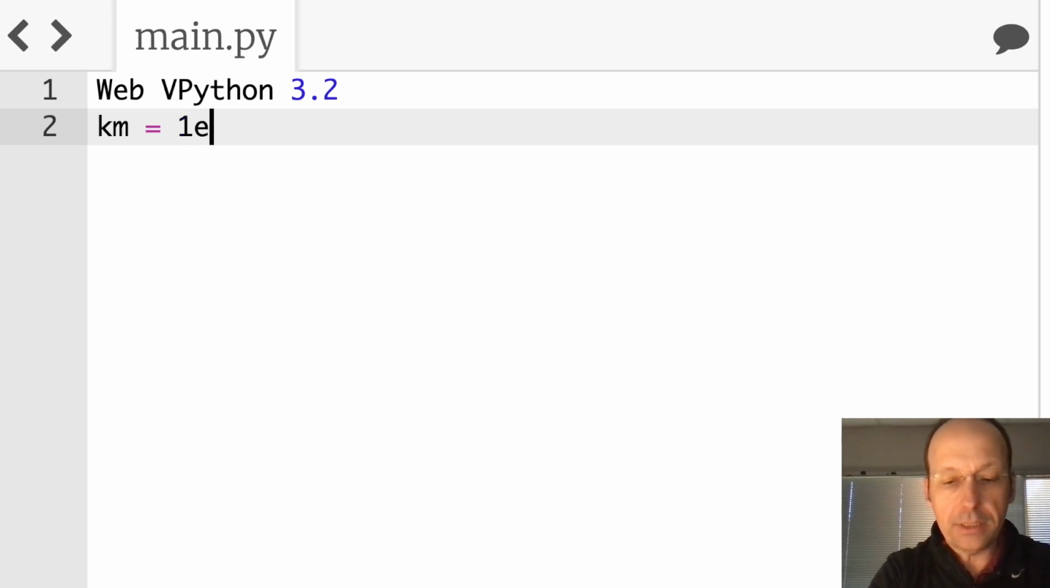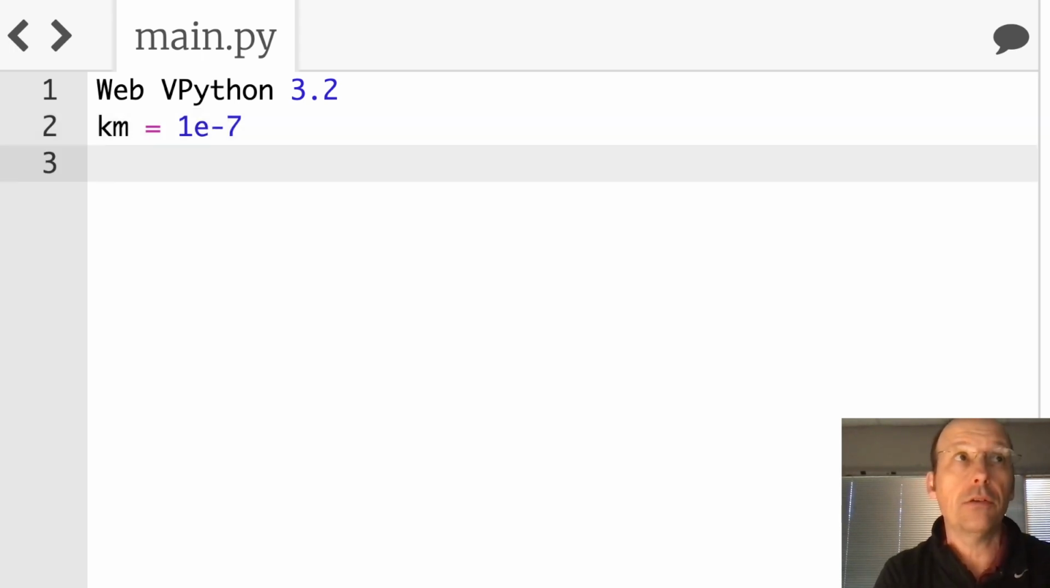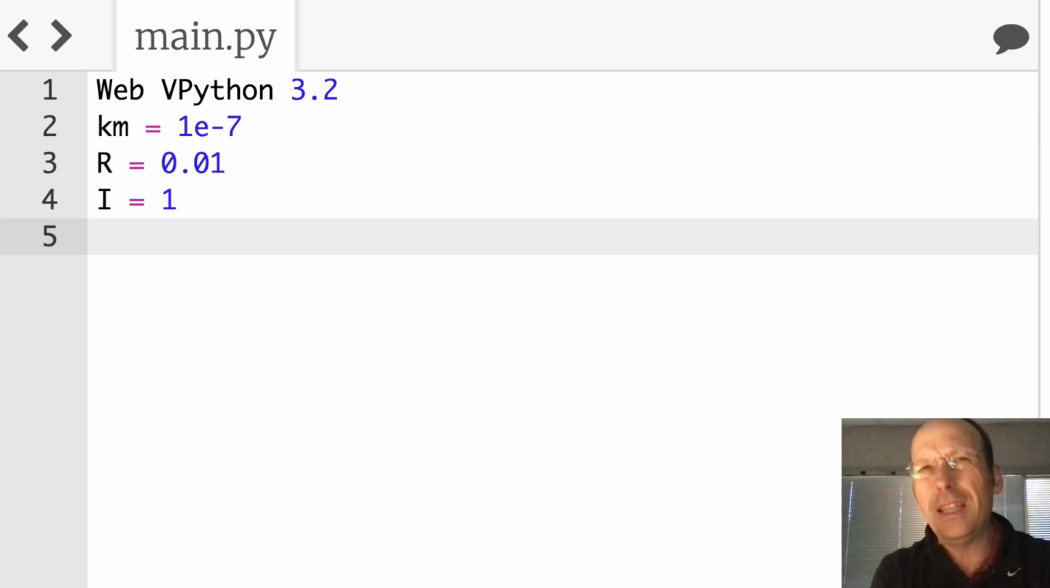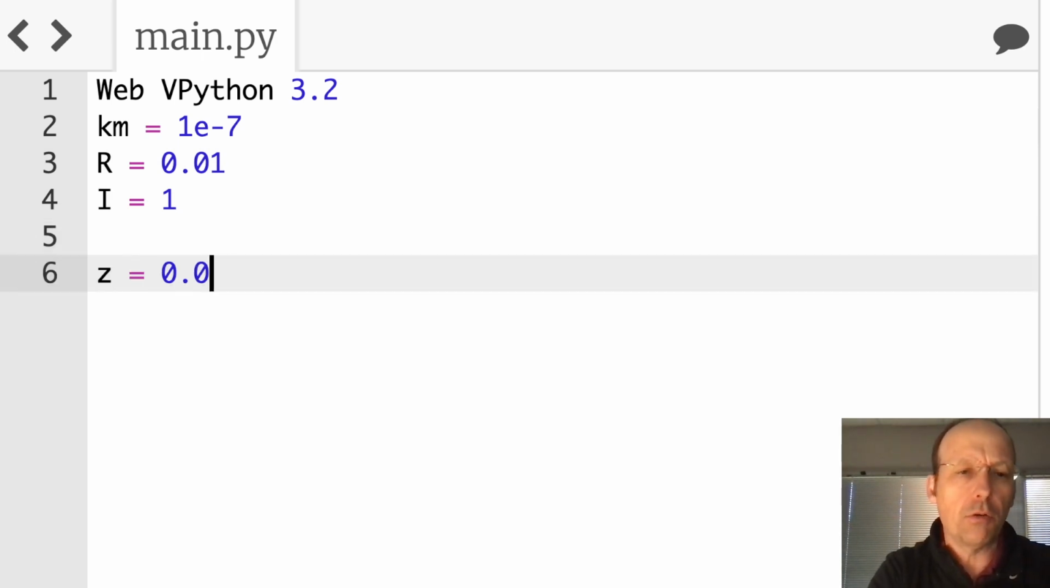Km is 1 times 10 to the negative 7th. That's just our constant value. The radius of the circle, let's go with, it doesn't really matter, 0.01, and then the current of 1 amp. And I'm going to need that location z. So let's just start off with z equals 0.01, so the same as the radius.